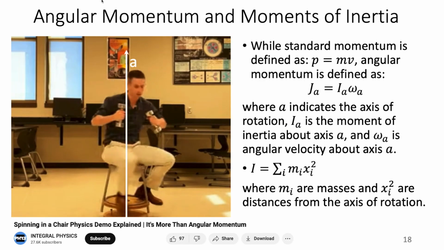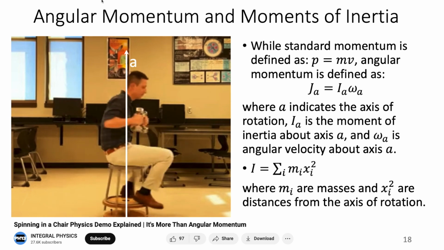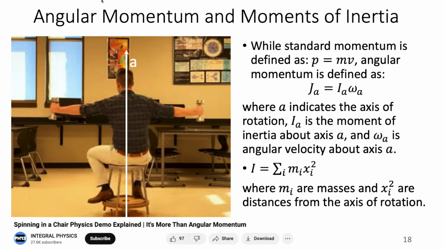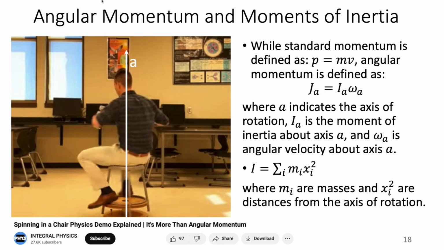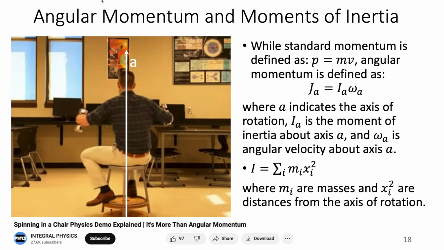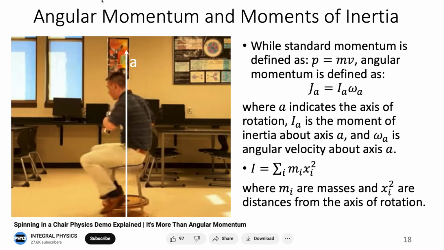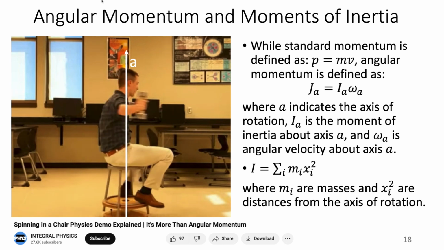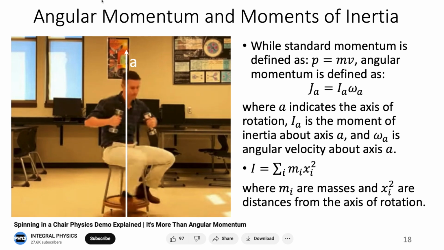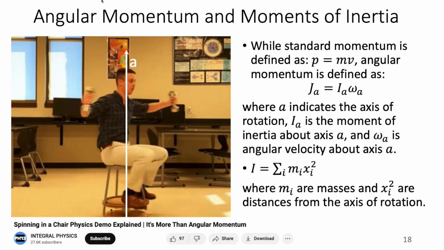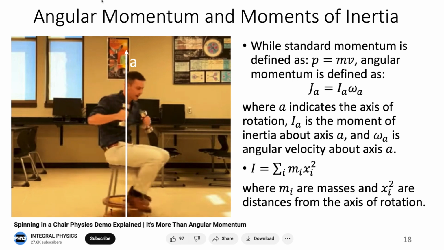So now, before we introduce all the quantum effects that can happen with angular momentum, let's first carefully define it in a classical sense and build up from there. So, standard translational momentum, we call that p equals mv. So momentum p is mass times velocity. That'll give you your standard momentum, moving along in a straight line.